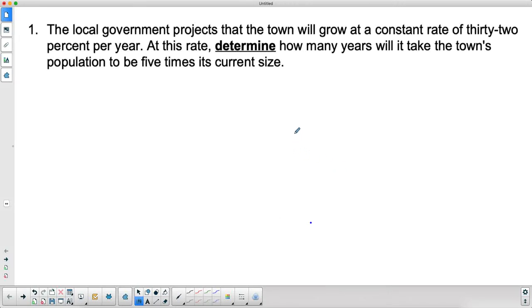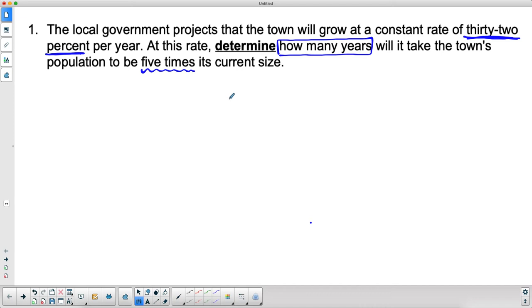Okay, I've been asked to go over this question, so let's have a look. The local government projects that the town will grow at a constant rate of 32%, so this is important, so I'm going to underline it, 32% per year. At this rate, determine how many years, so this is what we're looking for, how many years will it take for the town's population to be 5 times its current size? Okay, so I've underlined everything that is key words on here.